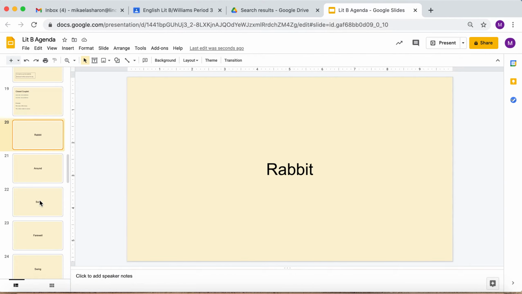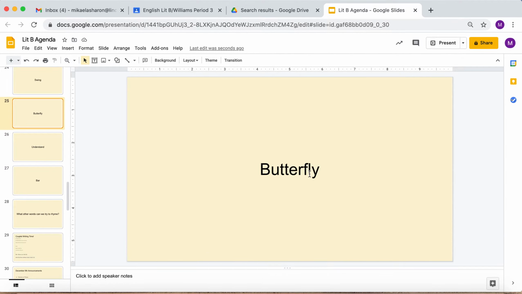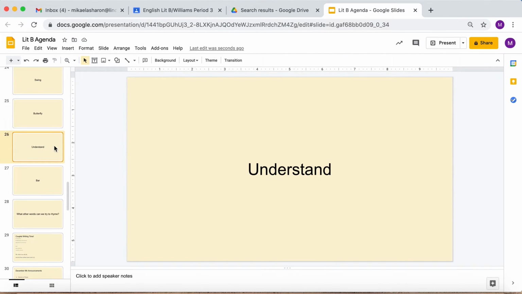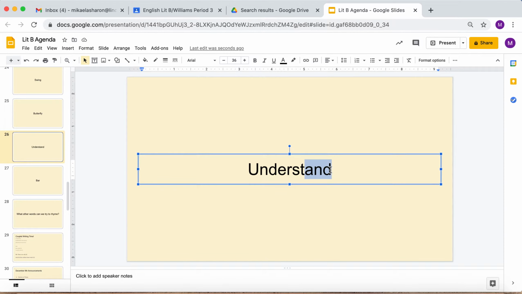So then we also did some rhyming practice where we looked at all of these different words and tried to rhyme them. And one thing to remember with this is that when you have a longer word like butterfly that has 3 different syllables in it, what you're trying to rhyme with is the very last syllable. Or like in the word understand, you're just trying to rhyme with the last syllable, and.